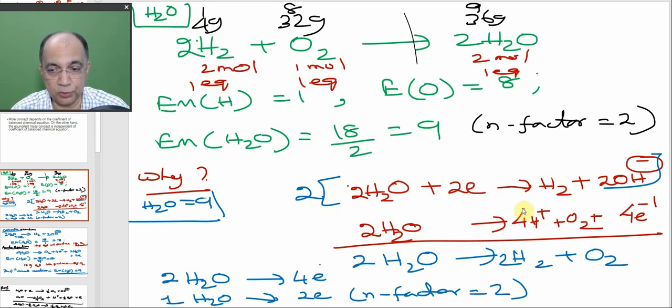So we have proved in the reverse, you have to prove the equivalent mass of water by taking the opposite reaction. 2 water giving 2 H2 plus O2. So 4 electrons are involved because you are cancelling 4 electrons. For how many water? The net water is 2. So for 1 water, the n factor is 2.